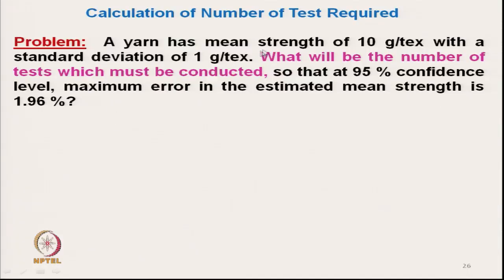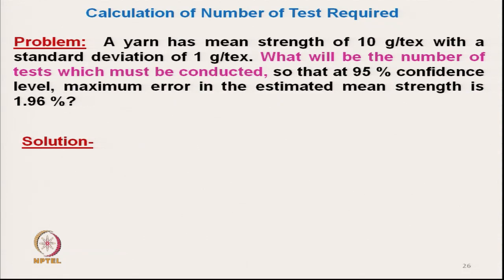Now, let us take an example: calculation of the number of tests required. The first problem is that a yarn has a mean strength of 10 gram per tex, with a standard deviation of 1 gram per tex. This is given. What will be the number of tests which must be carried out, so that at 95% confidence level the maximum error in the estimated mean is 1.96%?